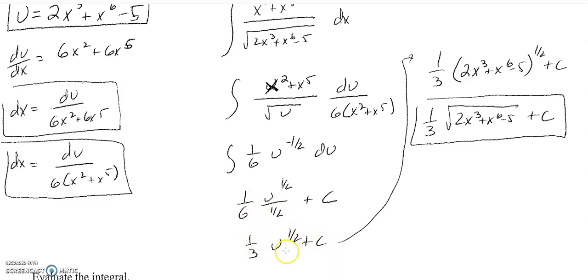We don't want it in terms of u, so where there's a u, we're going to put 2x cubed plus x to the 6th minus 5. So we have our final answer of 1/3, parenthesis 2x cubed plus x to the 6th minus 5, close parenthesis, to the 1/2 plus c, or that can be written as 1/3 square root of 2x to the 3rd plus x to the 6th minus 5 plus c.